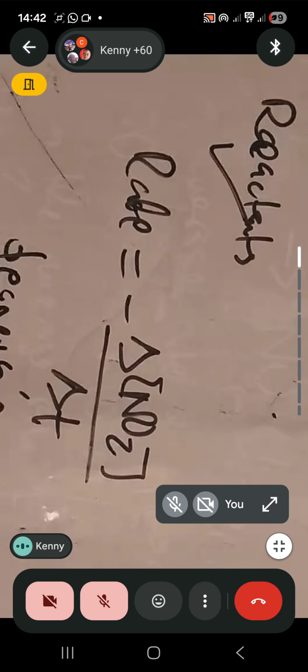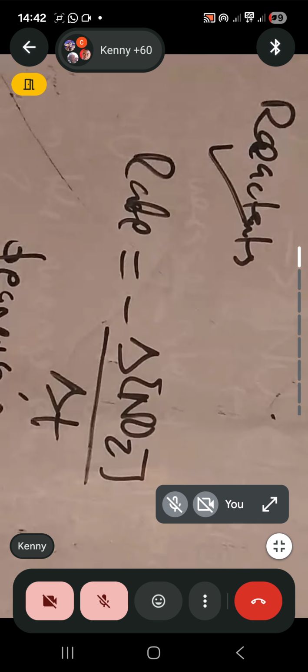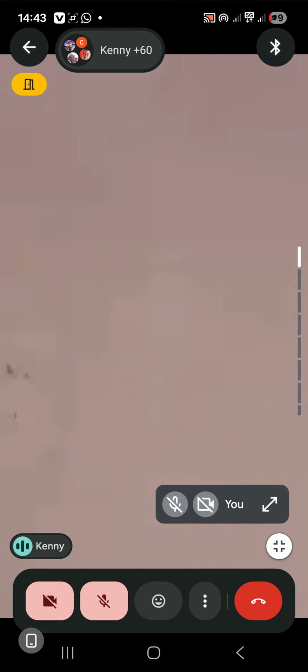Okay, so you can have this example. Let's write this chemical equation. We are dealing with rates of reactants, not products. So we shall always find the negative quantity, then change it to become a positive quantity.